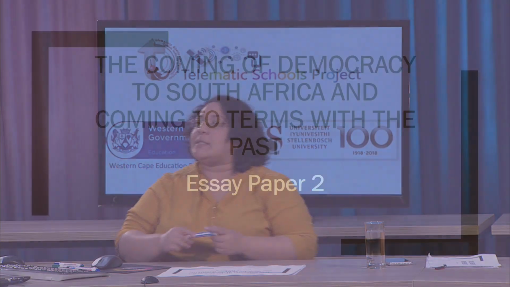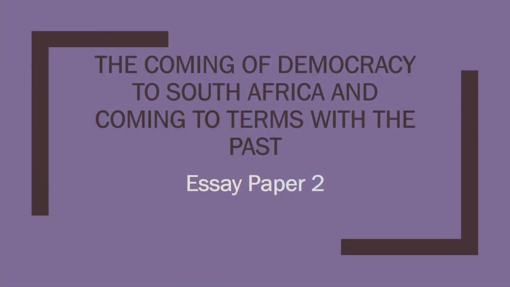And we are saying that African Americans were getting impatient with the slow rate of change that was taking place within their own state as well as the United States of America under this federal government, this umbrella government in the country. All right. That's all that we want to touch on when we look at the civil rights movement, because we still need to look at the coming of democracy to South Africa and coming to terms with the past. This is an essay from paper 2.